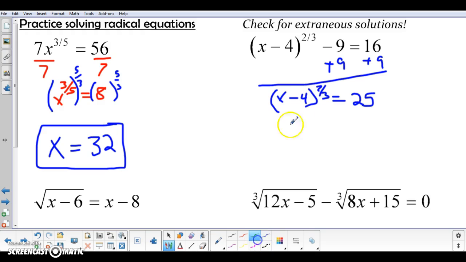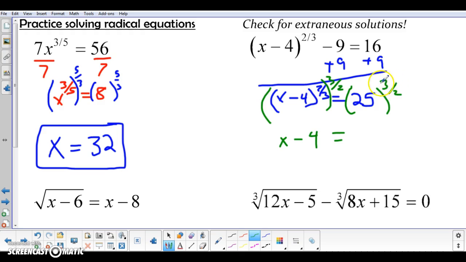Then raise it to a power. Well, again, we'll raise it to a reciprocal power. So instead of 2/3, we'll raise it to the 3/2 power. Same thing over here on the right side, 3/2 power. The left side will now just be the inside, which happened to be x minus 4, because I've undone the exponent. It's now being raised to the first power. The right side, 25 to the 3/2 power.